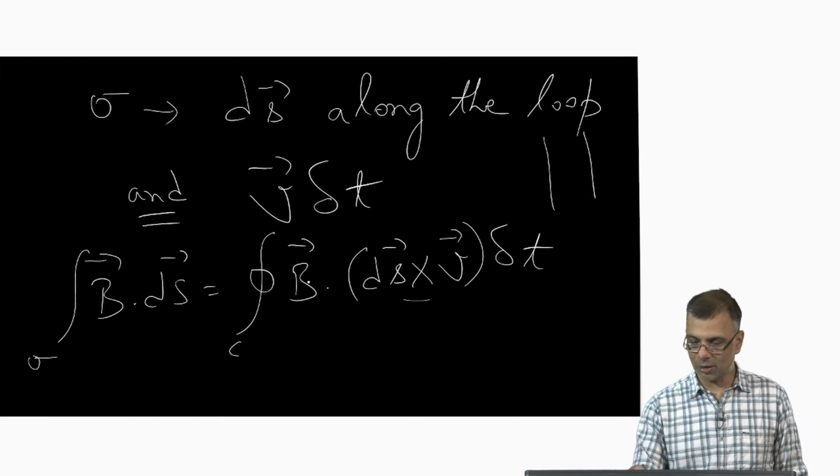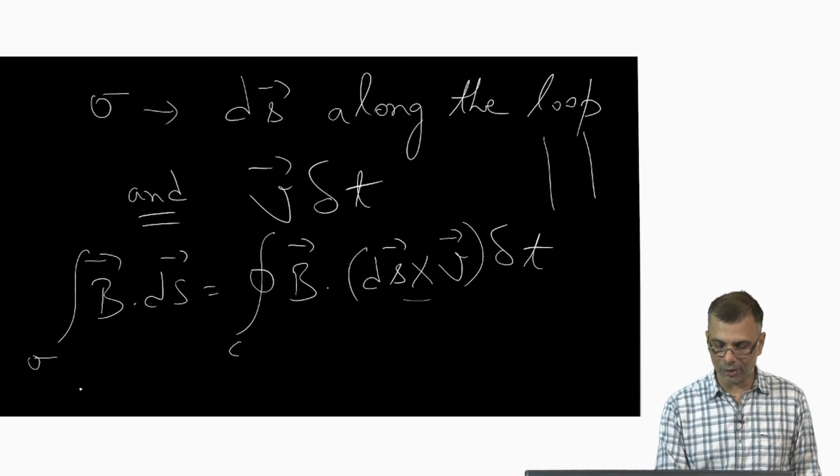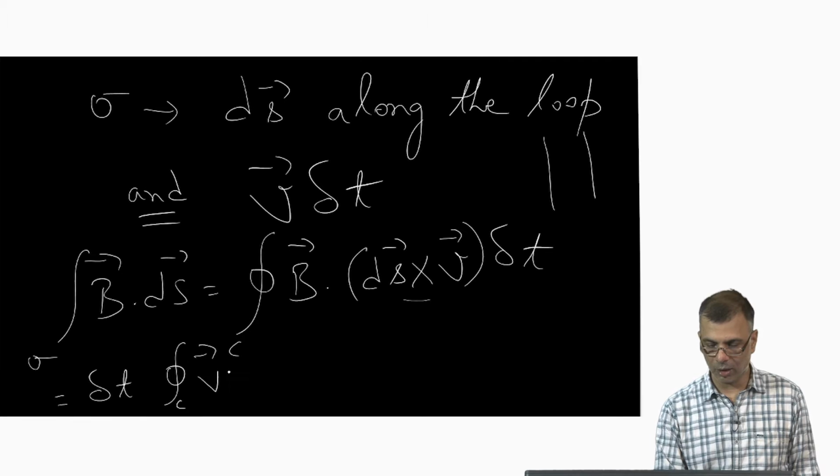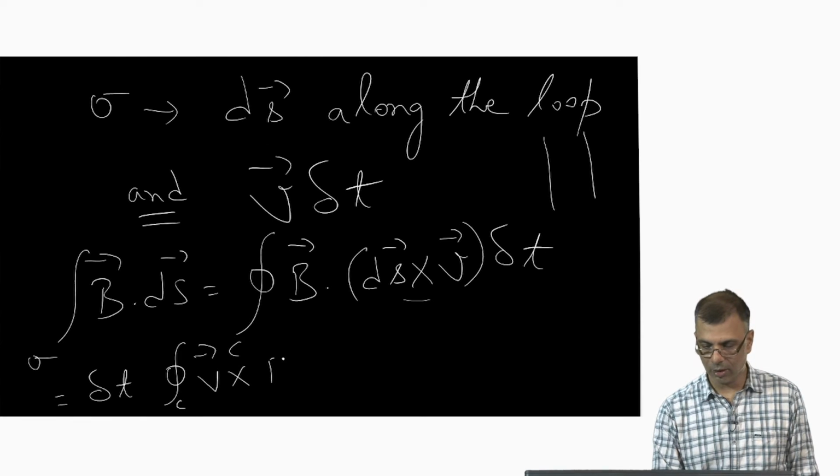Okay. This one I can also write as, I take the delta t outside, and I can write this as a contour integral of v cross B dot ds.